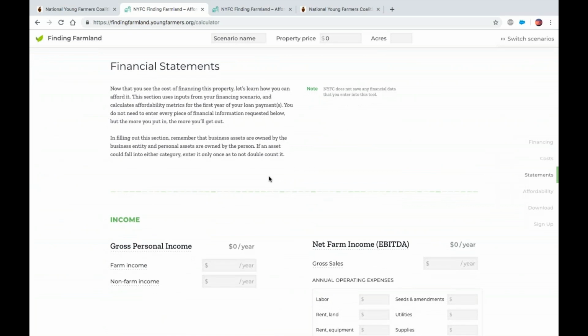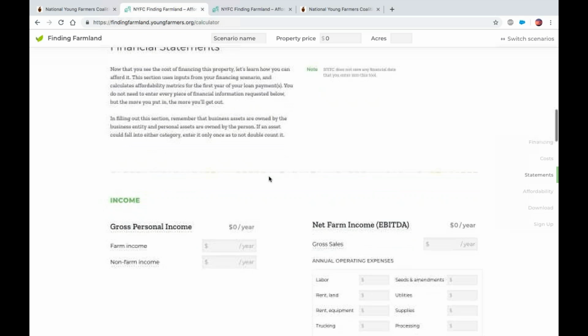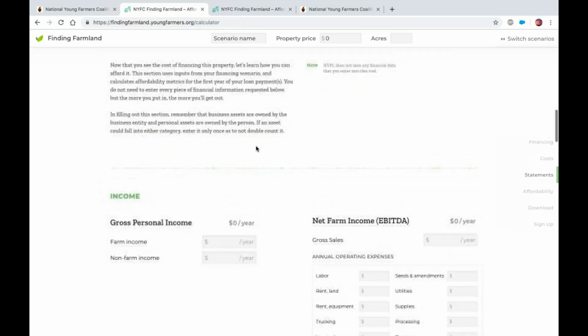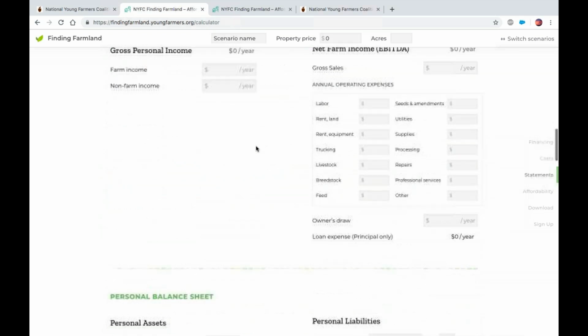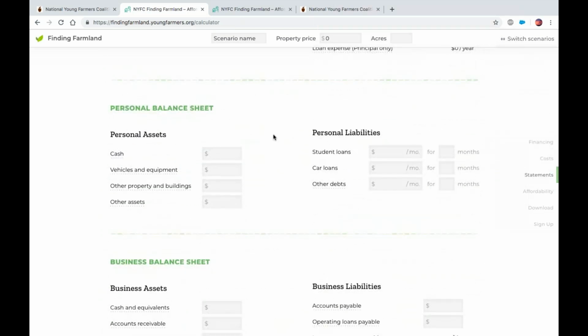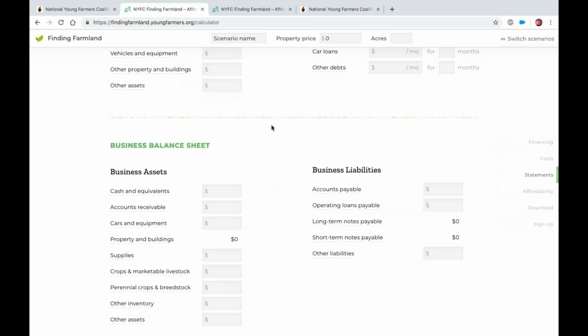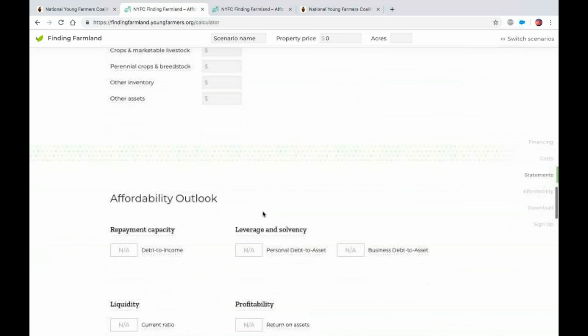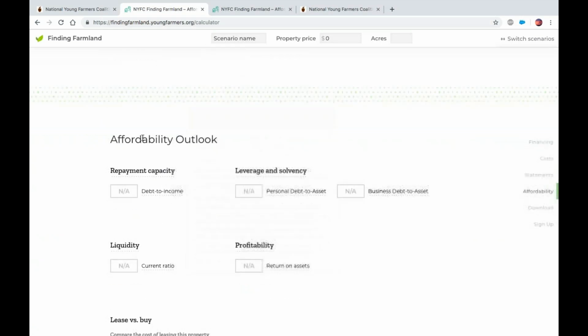So the second half of the calculator is a financial statement section where you could enter information about your business, coming probably straight from your business plan. If you enter that, there's personal income and business income. There's a personal balance sheet, so your own personal assets, your personal liabilities, business assets, business liabilities. And if you enter in all that information, you get this affordability outlook.